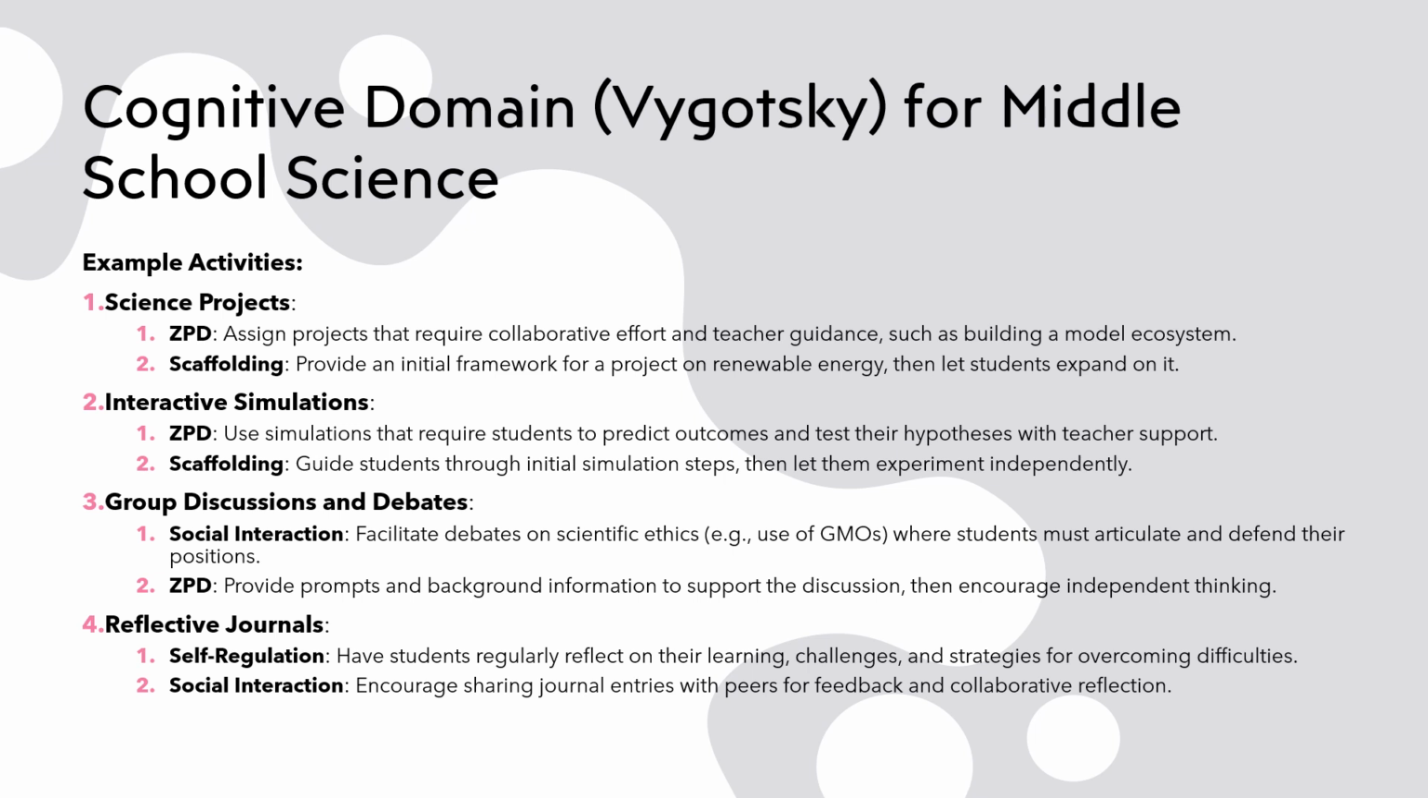Then we'll have reflective journals. So self-regulation, where students reflect independently on challenges they face, anything that they learn, or strategies that helped them overcome difficulties. Then we have social interaction, so it will encourage students to share their journal entries, about feedback and collaborative reflections as well.